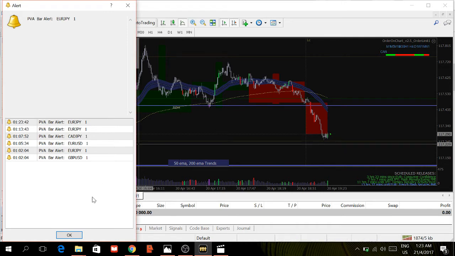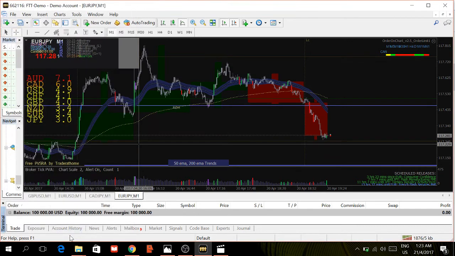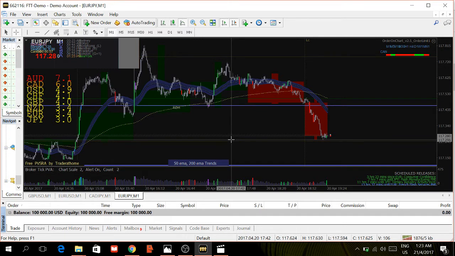Oh, let me just get an alert. In PVSRA, every time you have high volume, you get this kind of alert. Let me just click on OK to get rid of it.